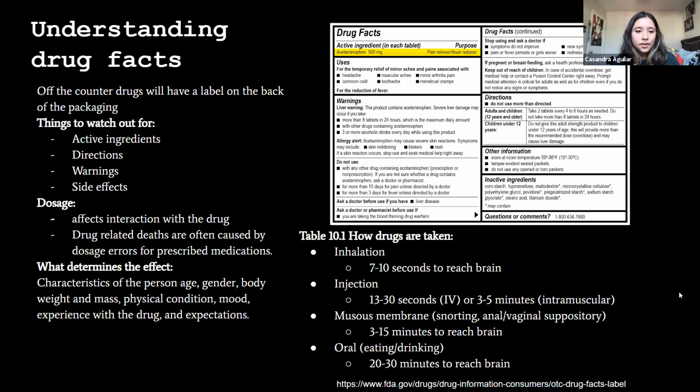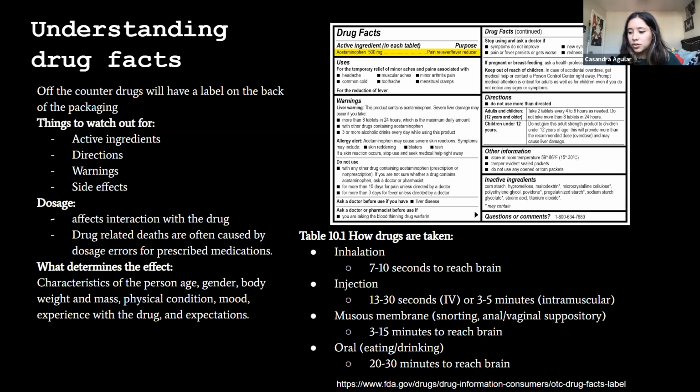Okay, so over-the-counter drugs will often have a label on the back of the packaging. Things to always watch out for are the active ingredients, directions, warnings, and occasionally some side effects. The active ingredient is a more generic name of the brand, along with its purpose. Another thing to watch out for is the directions. Usually you take them with a meal or sometimes without a meal.